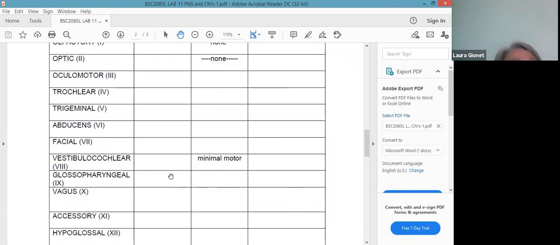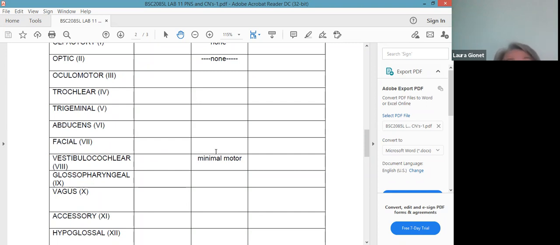Okay, so now we've done 1, 2, 3, 4, 5, 6 cranial nerves. Let's move on to facial. Facial, the sensory function is taste from the anterior two-thirds of the tongue, or you can just put taste, it's fine. The motor function are the muscles of facial expression.